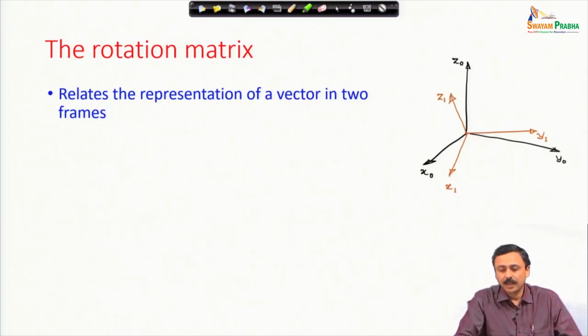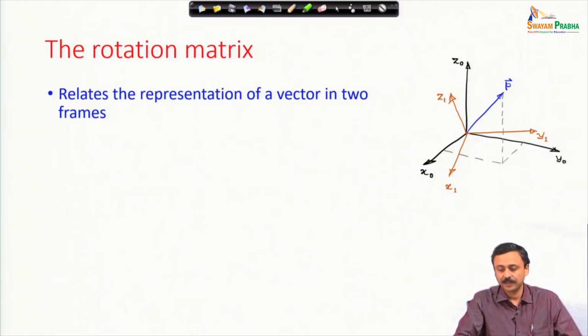For example, I have the black frame and the brown frame. The black frame is x naught, y naught, z naught, and the brown frame is x 1, y 1, z 1. Imagine a vector p as shown. How do you represent p in different frames? We drop perpendiculars to the planes. From p we drop perpendiculars to the plane.